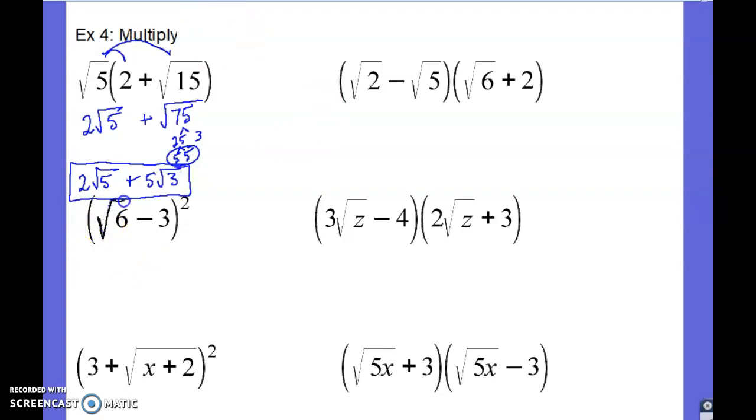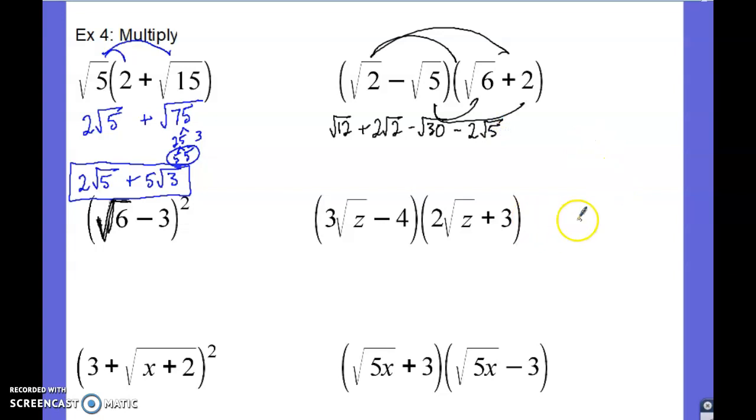Let's see, the natural progression would probably be to go to this problem. But notice that you're just distributing or foiling, if you prefer to write it that way. Again, radical with radical, and then simplify. So we're looking at root 12 plus 2 root 2 minus root 30 minus 2 root 5. Now here's the thing, some of these might simplify and some of them might reduce or be combined with other like radicals.